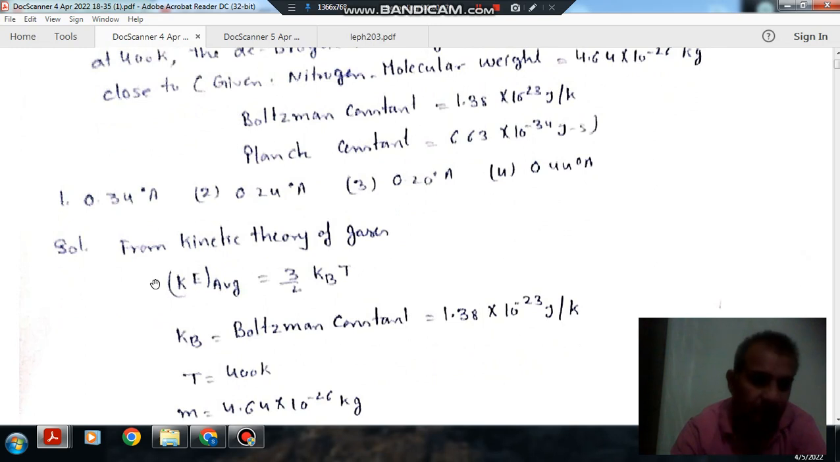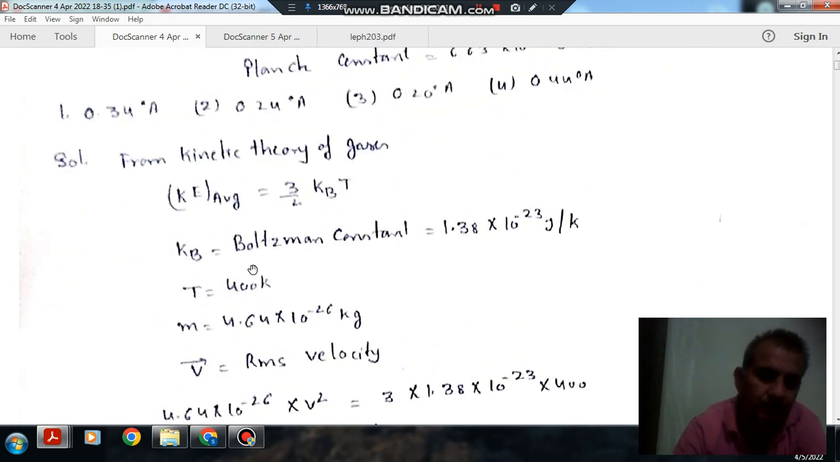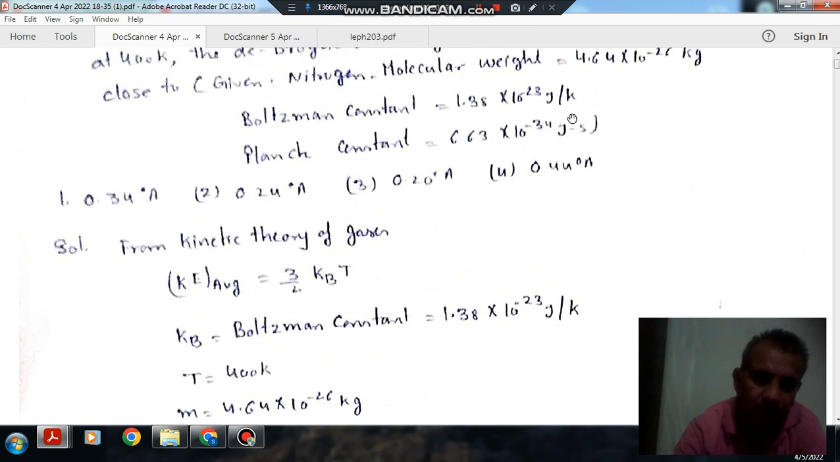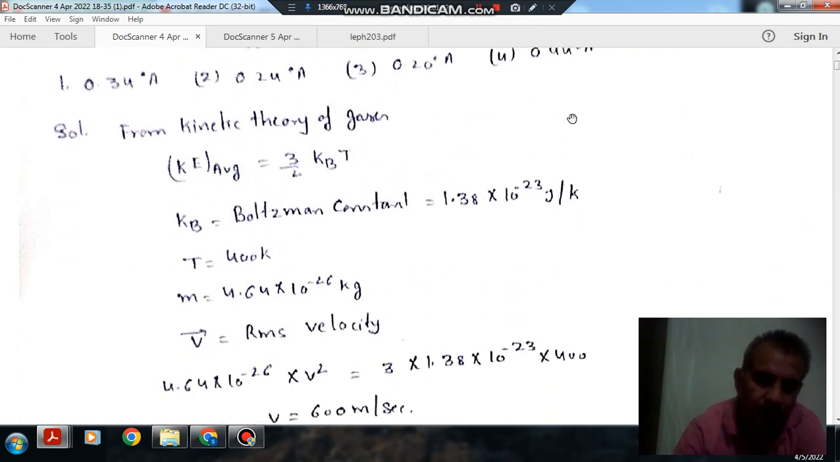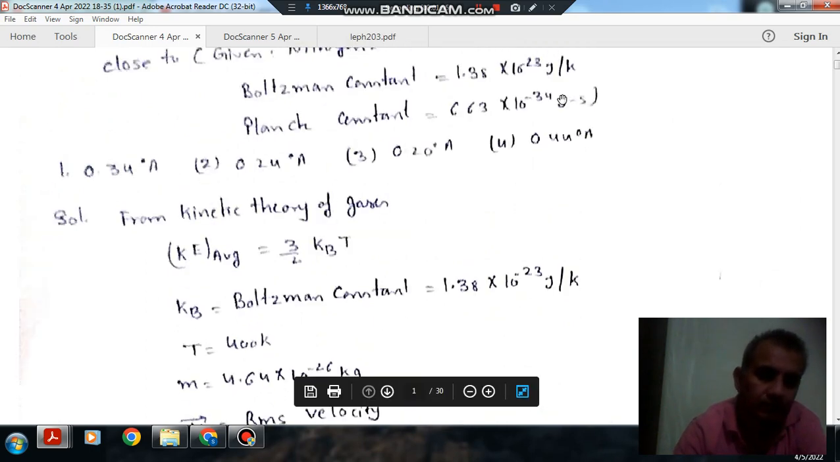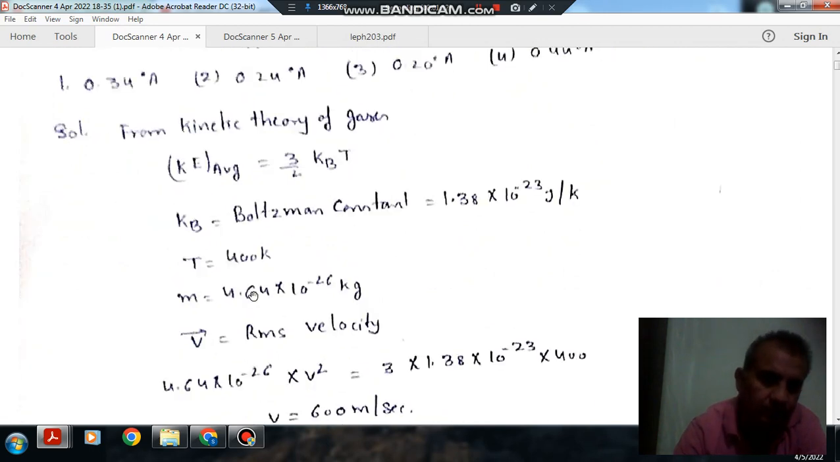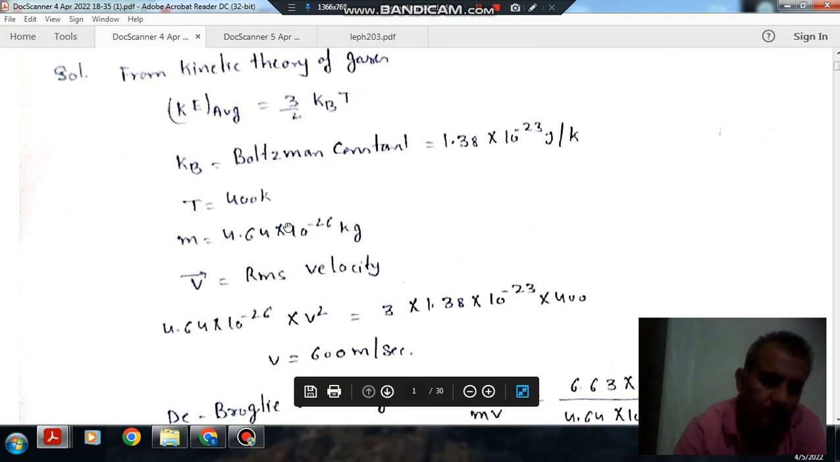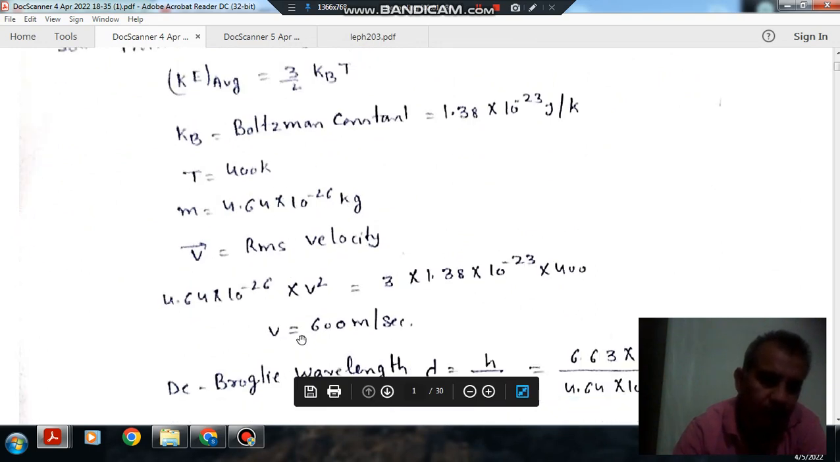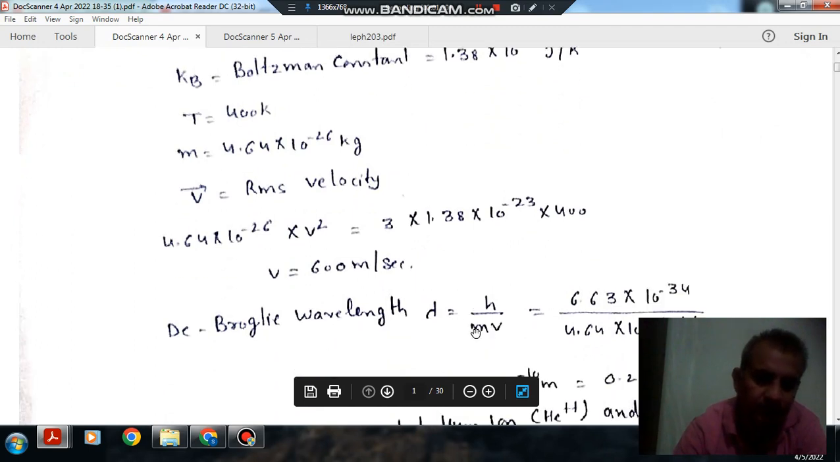From the kinetic theory of gases we have average kinetic energy equal to 3 by 2 kBT, where kB is the Boltzmann constant, given as 1.38 into 10 minus 23 joule per Kelvin. Temperature is 400 Kelvin, and the mass of the nitrogen molecule is given as 4.64 into 10 minus 26 kg. Putting the values we can find V. So V is 600 meter per second.